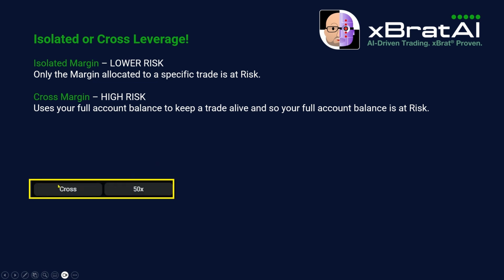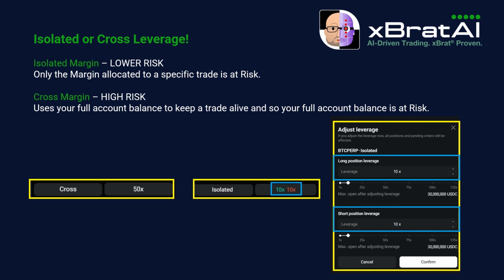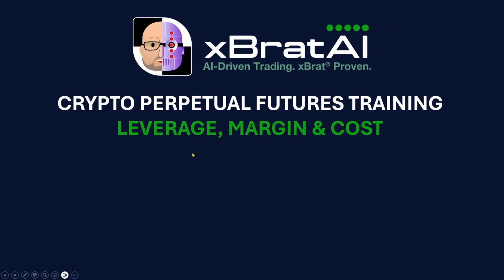So again, it looks like this on a platform, cross 50x. And here we see isolated 10x and 10x, green and red. It's for longs and shorts. So in this particular situation with isolated leverage, you can choose, for example, 10x for longs and 15x for shorts, or 10x and 10x. So you've got that ability to change the leverage depending on whether it's long or short. Again, we're going to go through examples of that in the next series of videos with real examples of real trades. So that's it for now.